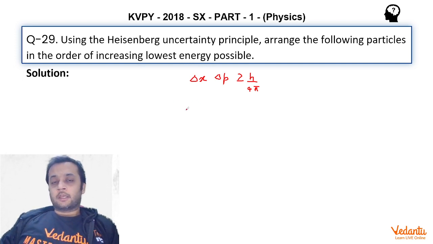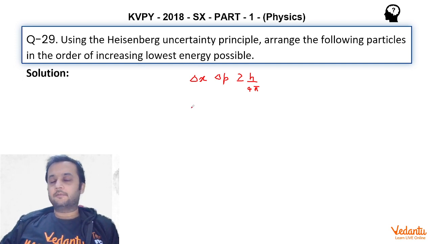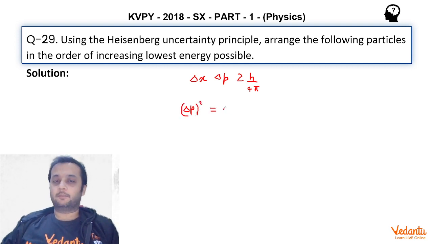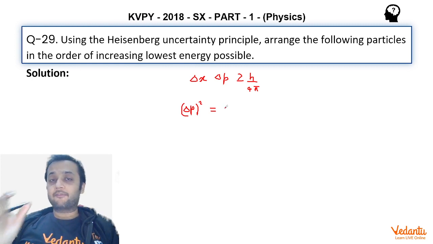Now, there is one relation that we will use from statistics. If any particular variable has average value 0, then for that variable there is a statistics result which says that the square of the uncertainty is equal to the mean squared value of that variable. So what is the mean squared value? It is the average of the square of that value. You know RMS; the square of RMS is called the mean squared value.